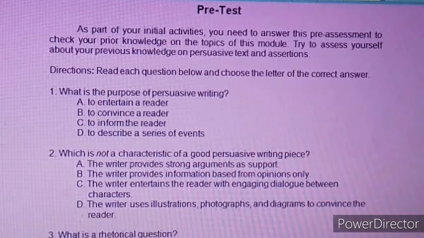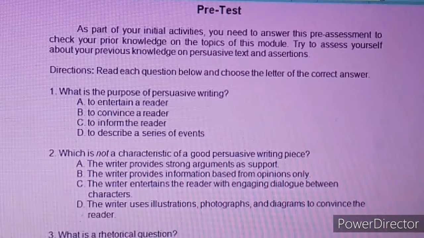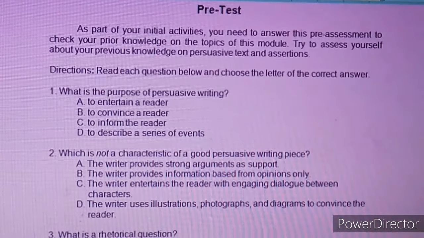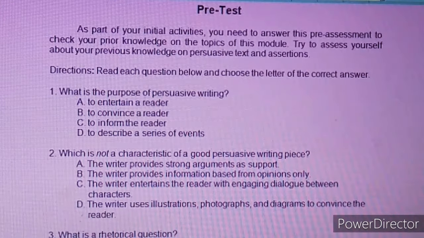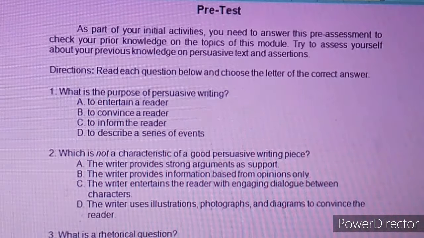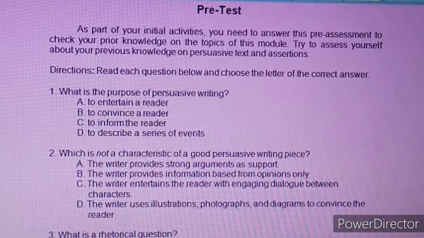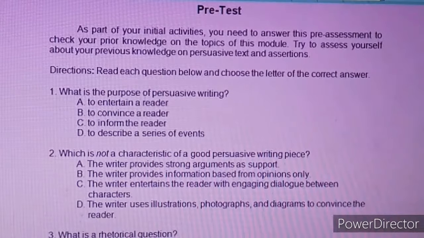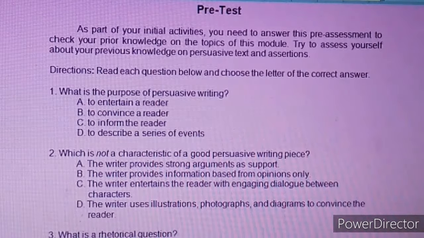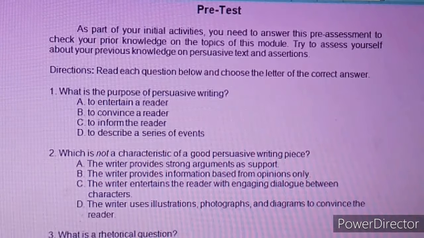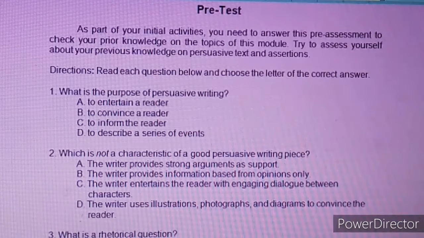Number 1. What is the purpose of persuasive writing? A. To entertain a reader. B. To convince a reader. C. To inform a reader. Or D. To describe a series of events. The correct answer for number 1 is B. To convince a reader. Now let's move on to number 2.